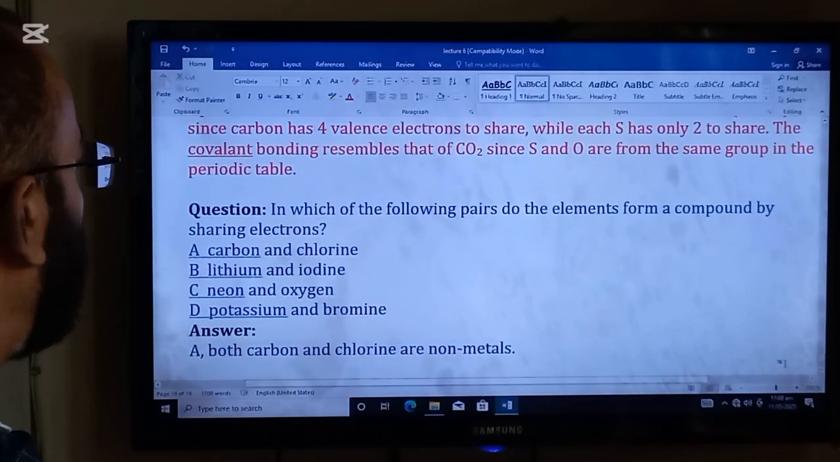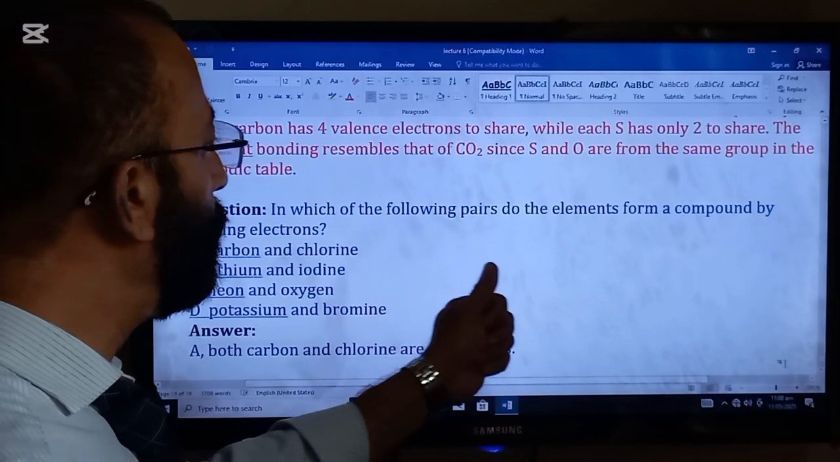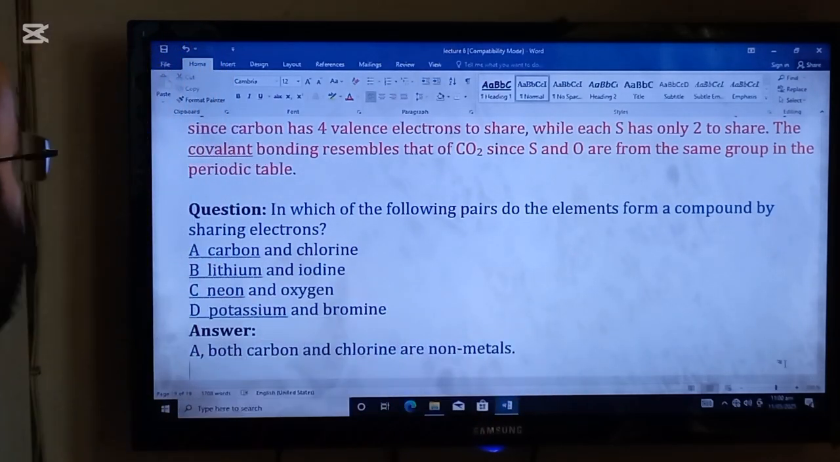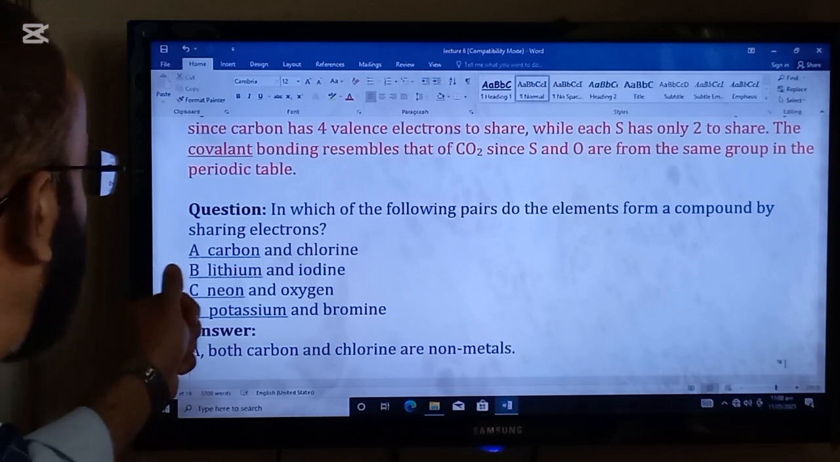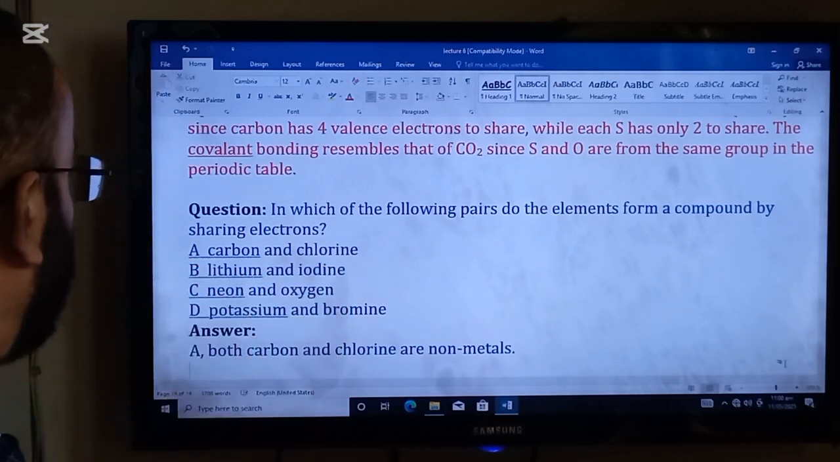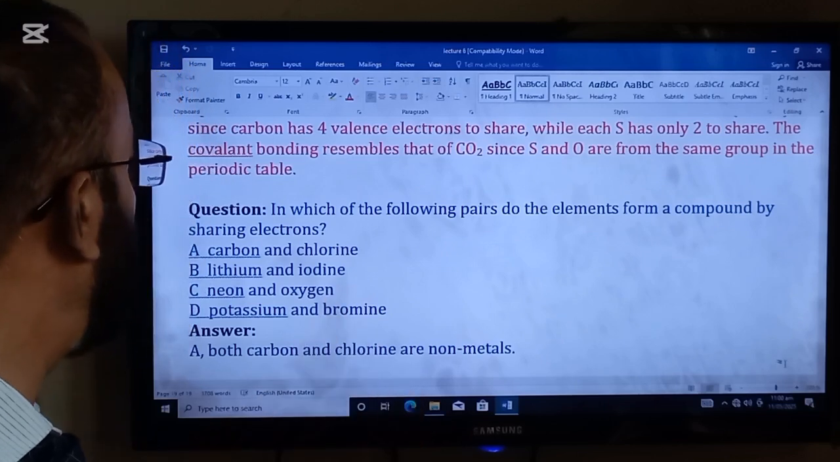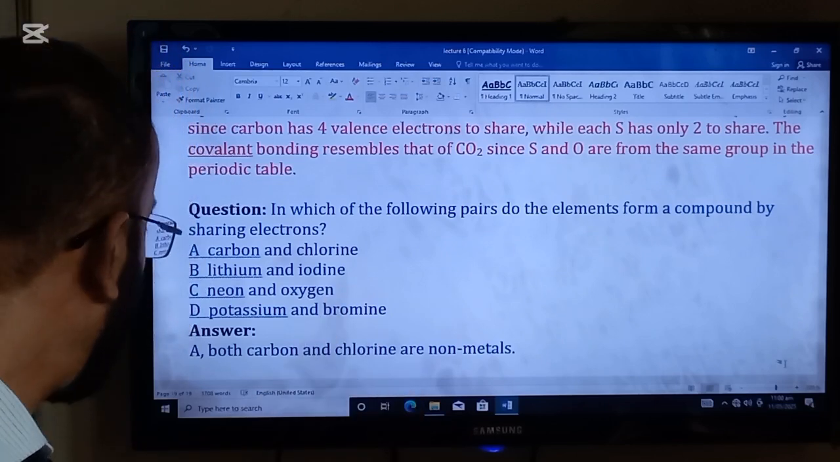And another question is here. In which of the following pairs do the elements form a compound by sharing electrons? The answer is A, carbon and chlorine. Both carbon and chlorine are non-metals, so this is the reason. They're sharing electrons.